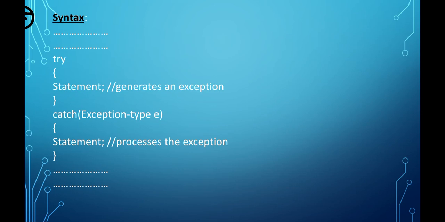Here's the syntax for a try catch throw program. You could see we need to specify the keyword try, thereafter you have to give statements regarding the try block, thereafter you have to mention catch, and mention the exception type. If it is a number format exception, you should mention that. If it is an arithmetic exception, you should mention that. If it is array out of bound, you should mention that.